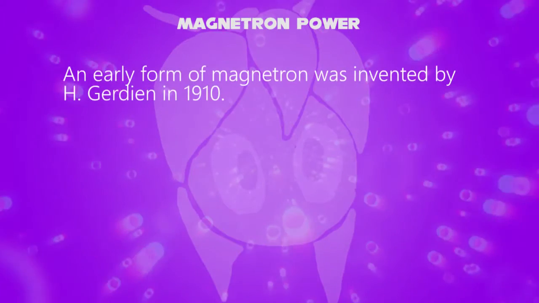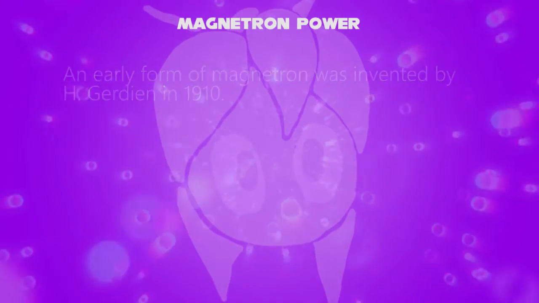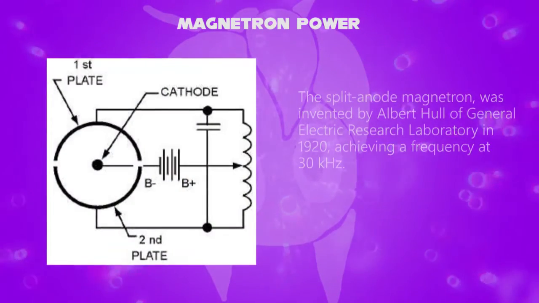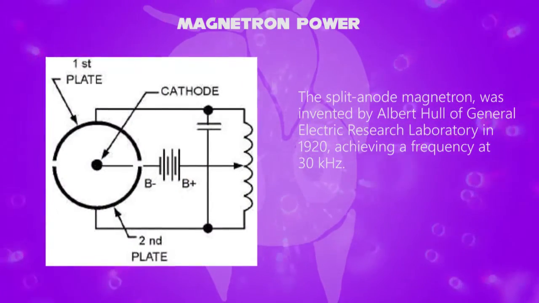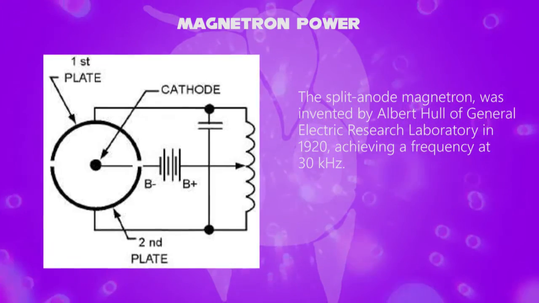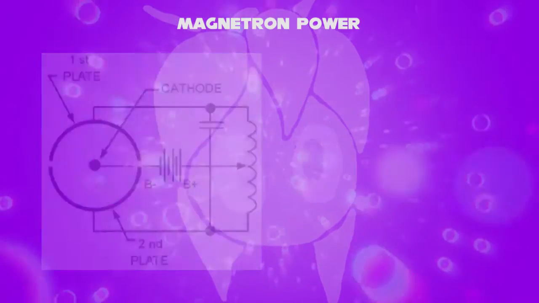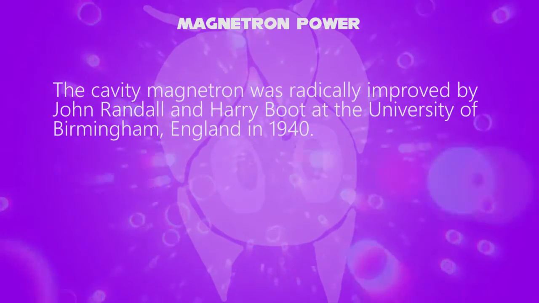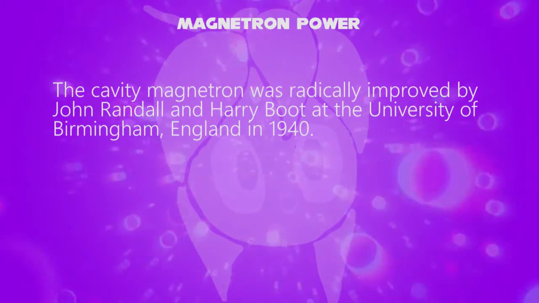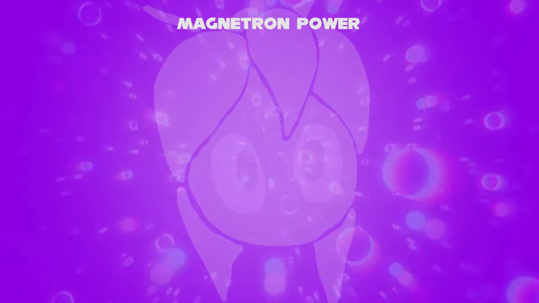An early form of magnetron was invented by H. Jordan in 1910. Another form of magnetron tube, the split-anode magnetron, was invented by Albert Hull of General Electric Research Laboratory in 1920, but it achieved only a frequency of 30 kHz. The Cavity Magnetron was radically improved by John Randall and Harry Booth at the University of Birmingham, England in 1940.